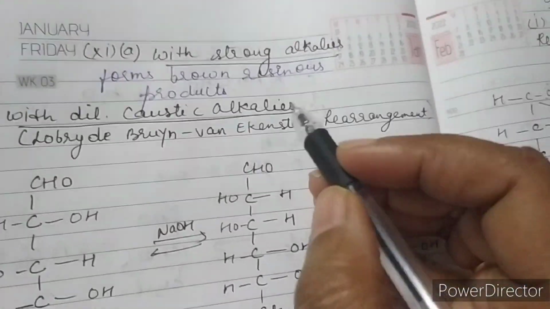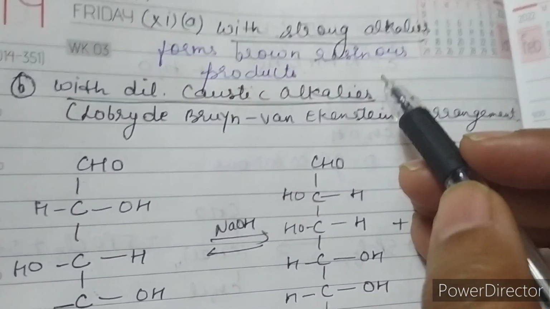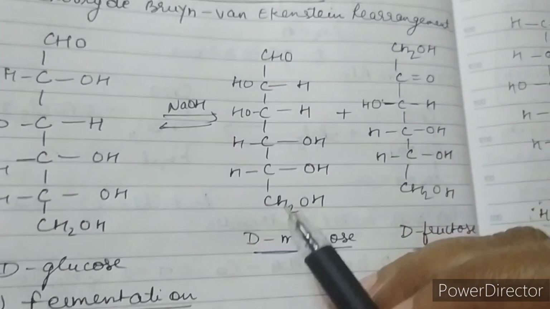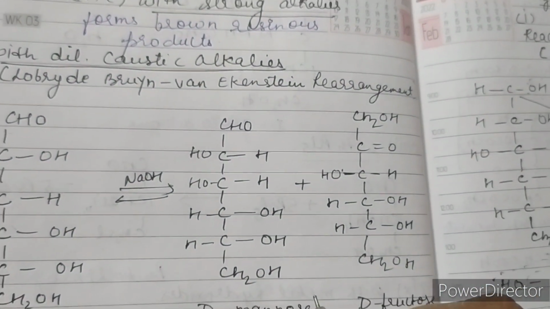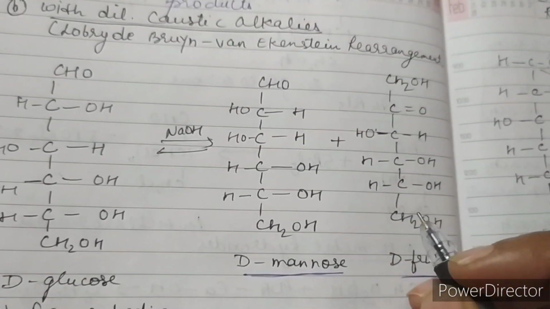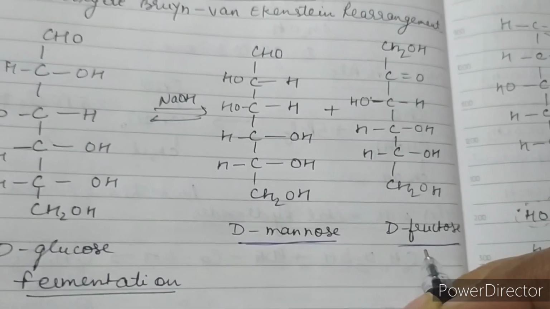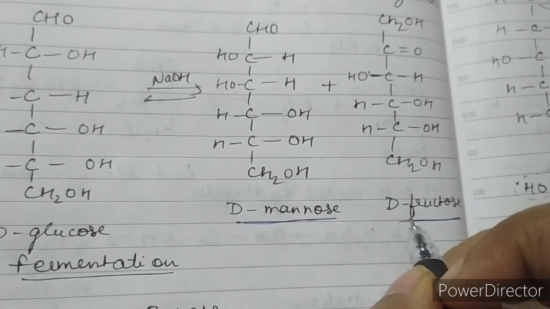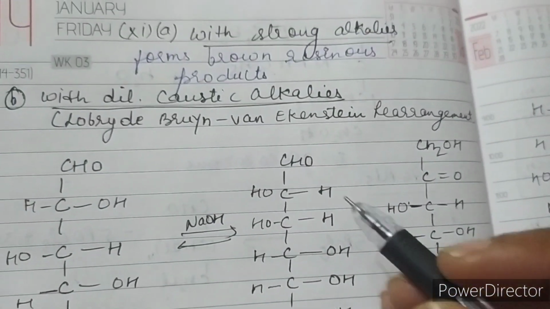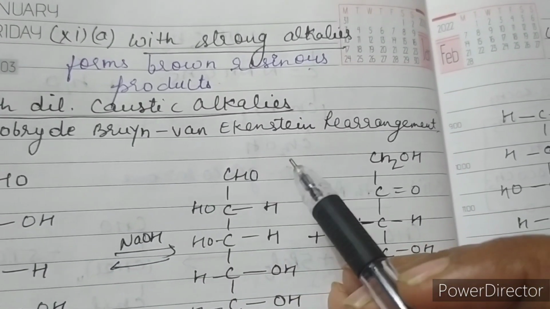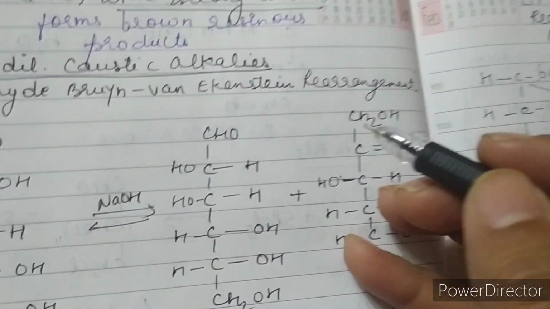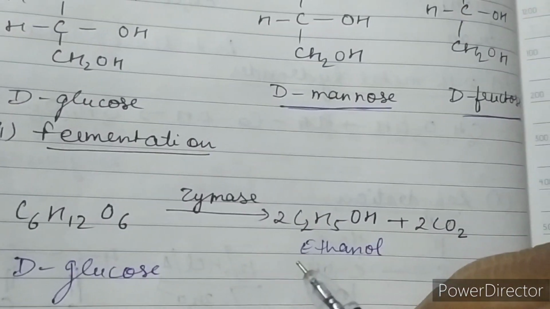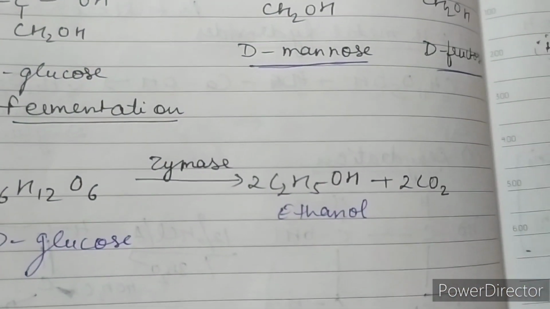Next is reaction with alkalis. On reaction with strong alkalis, it gives brown resinous product, and on reaction with dilute caustic alkalis, that is NaOH or KOH, it undergoes a rearrangement reaction and it gives a mixture of D-mannose, D-fructose and D-glucose. It is a sort of rearrangement reaction which has been given a name, that is Lobry de Bruyn-Van Ekenstein rearrangement. Next is fermentation reaction. D-glucose in presence of enzyme zymase gives you ethanol and carbon dioxide.